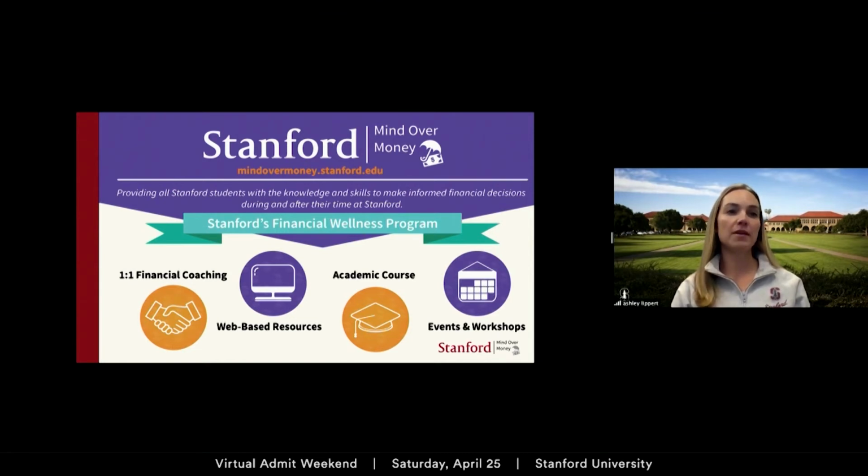Mind Over Money's website, mindovermoney.stanford.edu, is the portal to all of the program's resources, including personal finance learning modules, videos, and financial planning templates, as well as access to the coaching program and listing of upcoming events.